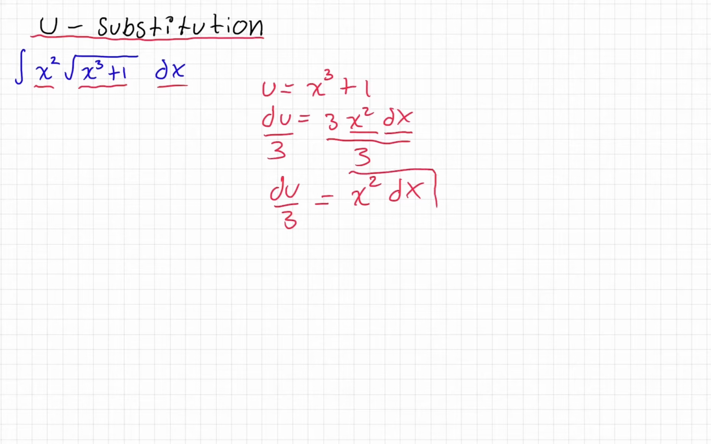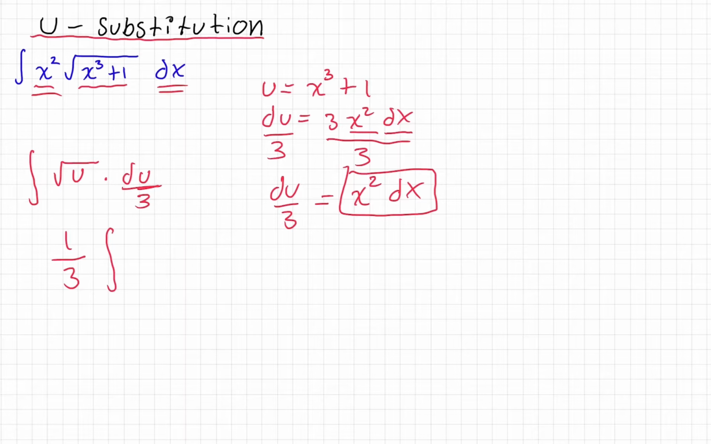So now this matches these two guys. Okay, so now we can substitute du over 3 for x squared dx. Once we do that, we're going to end up with the square root of u times du over 3. Then what we can do now is factor out the 3 since it's a constant. So we factor the 3 out of the integral, and we're going to have the integral of the square root of u times du.